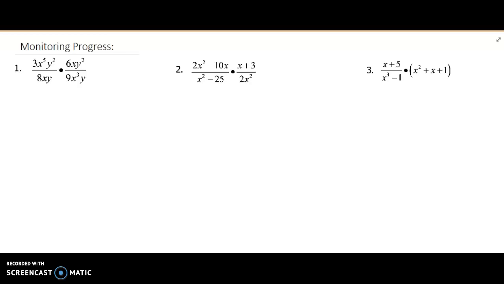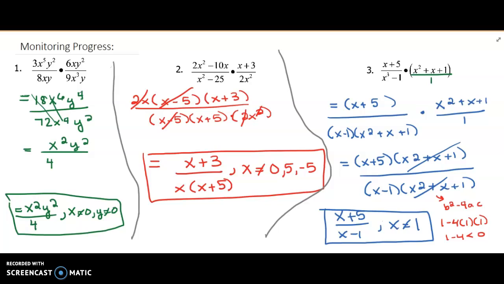All right, so if you feel like you need extra practice, go ahead and work these ones out. Pause this video, work them out, and then I will post the solutions so you can check yourself, see if you made a mistake, and try to find where it was. All right, so if you did the monitoring progress, this is what you should have gotten for these 3.